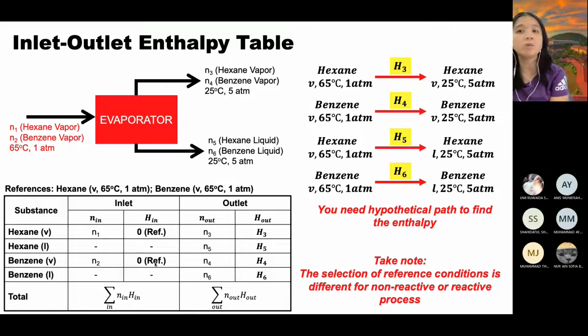Tapi bila kamu dah kira, kamu kena labelkan, kamu kena ganti dengan nilai dalam inlet outlet enthalpy table ini. Okay. Apa yang ada dalam inlet outlet enthalpy table? First of all, kamu mesti ada reference condition. Di atas table ini mesti ada reference condition. Kalau inlet outlet enthalpy table kamu tak ada reference condition, I will deem it as a wrong calculation. Sebab saya tak tahu kamu kira berdasarkan apa condition rujukan kamu.